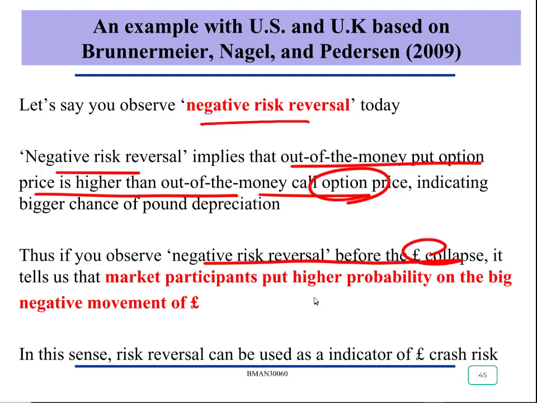For example, how can you use this in real practice? Let's say you implement a dollar carry trade strategy. You're going to lose if the pound depreciates. And you can use risk reversal as an indicator of when you need to stop your carry trade strategies. You can get the implied probability of a pound crash in the future based on this option price.